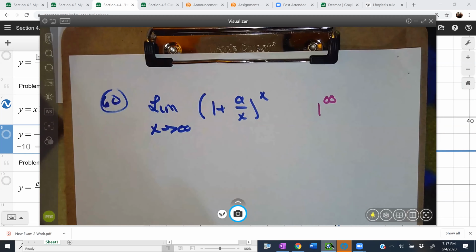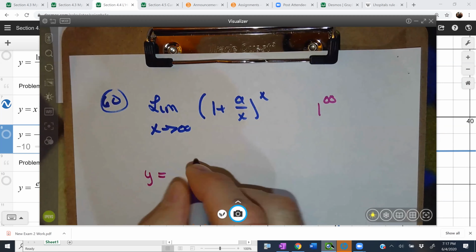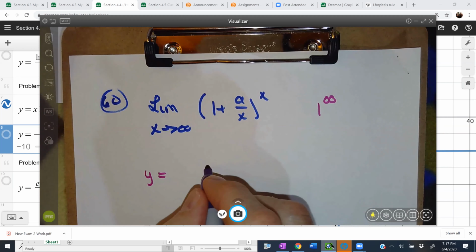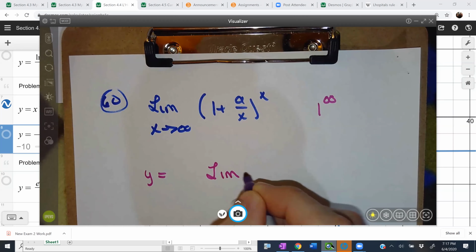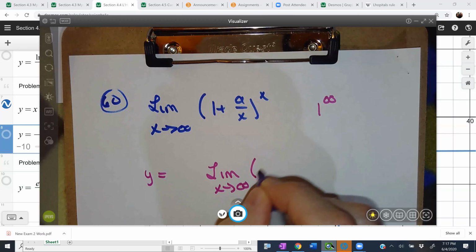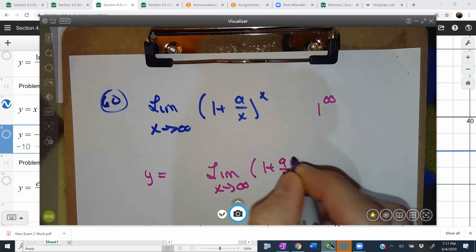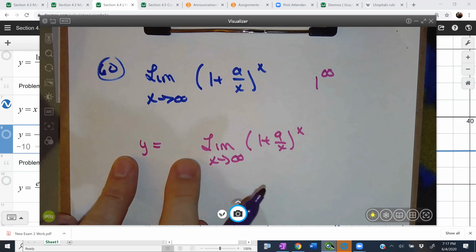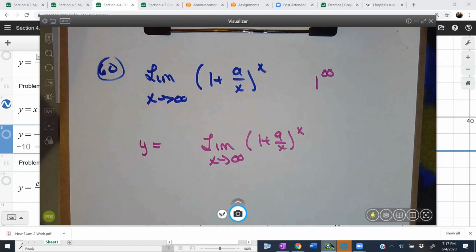So here's what we're going to do. I'm going to give that limit a name. I'm going to call y equals the limit as x approaches infinity of 1 plus a over x to the x power. And if you notice, I left myself some room in front of that ln term. So I'll play a little trick here. Here's my trick.